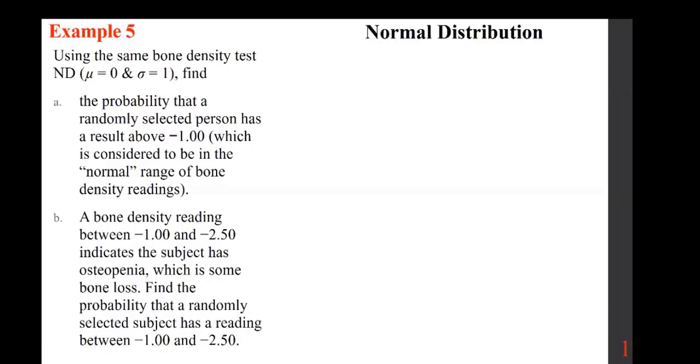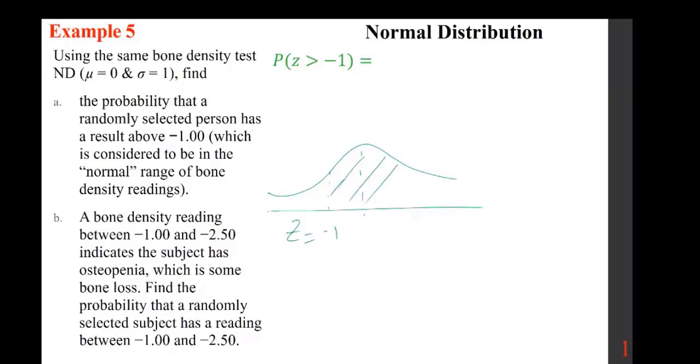N is the short for normal distribution. Part A is asking for P of Z larger than -1. I would draw something like this. Z equals -1, and you want the area to the right. Okay, this area. That's it.